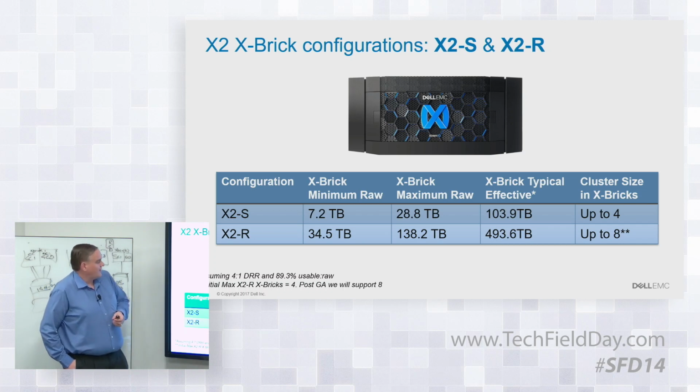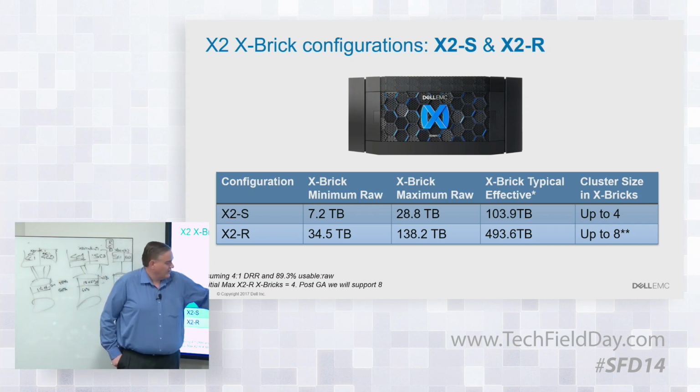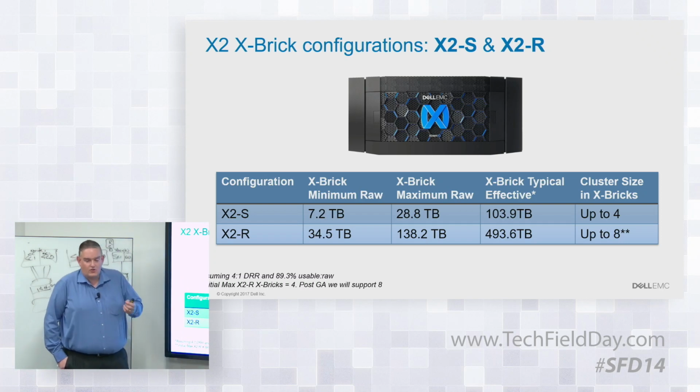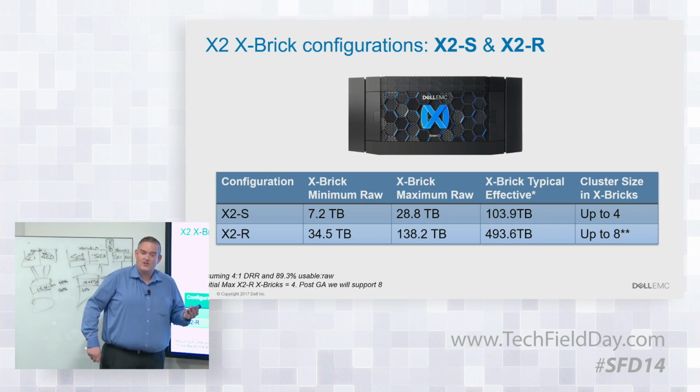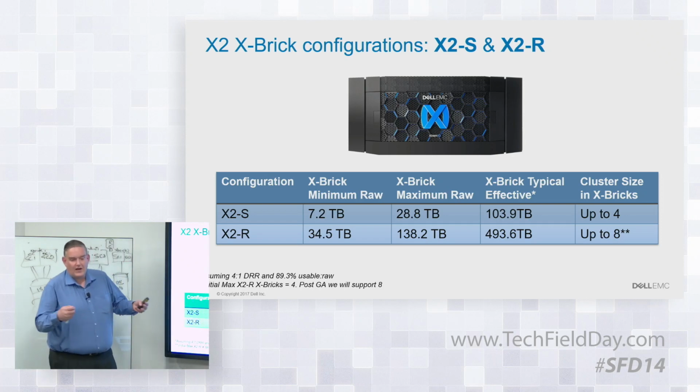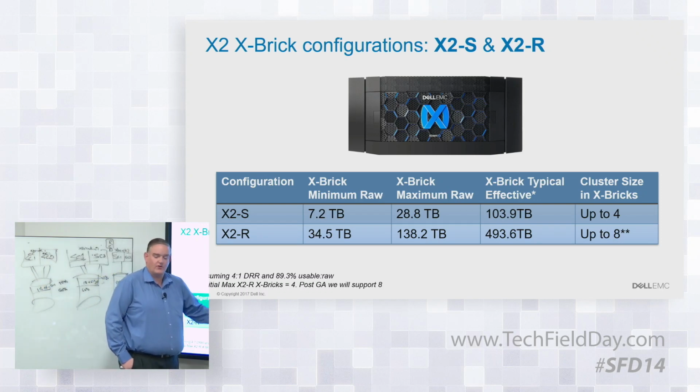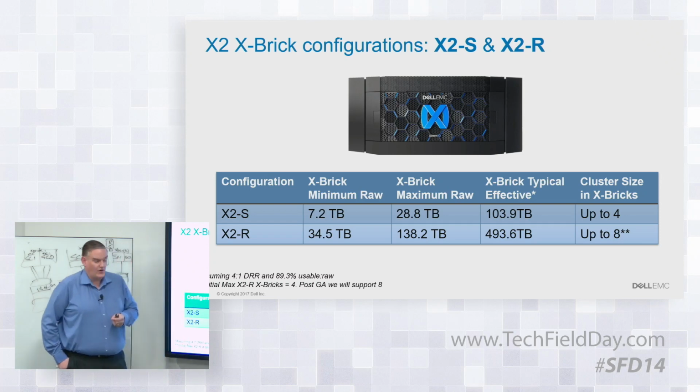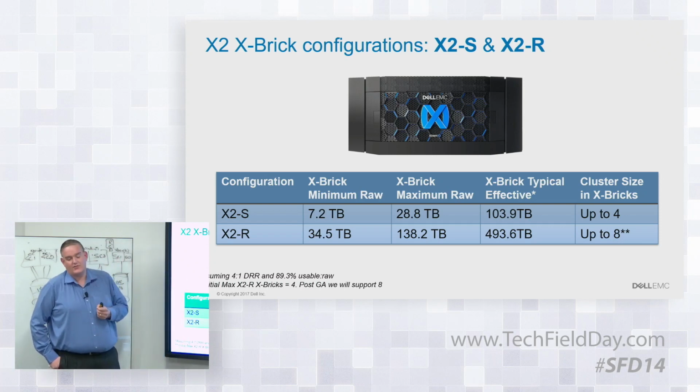So that gives us an effective capacity on the small box of a little over 100 terabytes, and at the large box, almost 500 terabytes. To compare to X1, the largest configuration, what we call the Beast, was about a petabyte of capacity. So we're able to do about a 4:1 reduction in footprint. Make sense? Currently supporting up to 4 X-Bricks, and over time we'll add back support for 8 X-Bricks in the X2R. We don't plan to do that currently in the X2S.